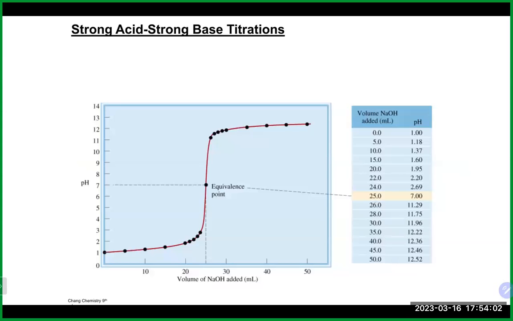So let's talk a little bit about some different types of titrations here. The first type of titration we're going to talk about is a titration of a strong acid and a strong base. That's something like hydrochloric acid, which is a strong acid, plus some sodium hydroxide, which is a strong base. Going to make a little sodium chloride there, and some water here, right?